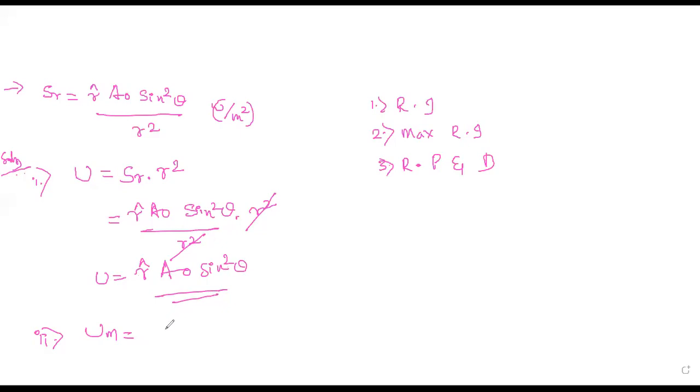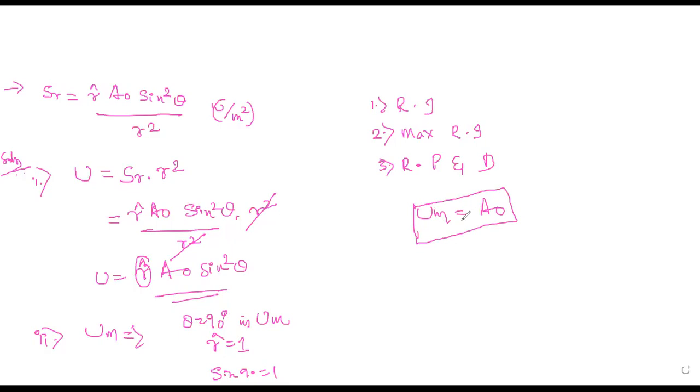90 degree. So consider theta is equal to 90 degree in the UM equation. And this is nothing but the vector. So this vector you can take as a unit vector to make it the maximum value. So if theta is equal to 90 degree, we get the maximum value of radiation intensity because we know sine 90 is nothing but 1. So R cap is a unit vector which you can take the maximum value as 1. So U becomes UM when you substitute A naught sine square theta, which is nothing but A naught, since sine 90 will be 1. So UM is equal to A naught. So this is how you get maximum radiation intensity.